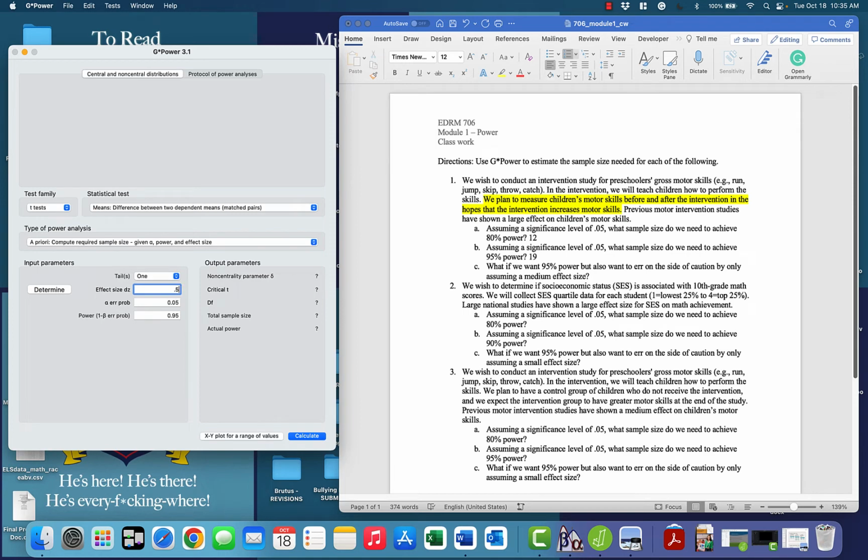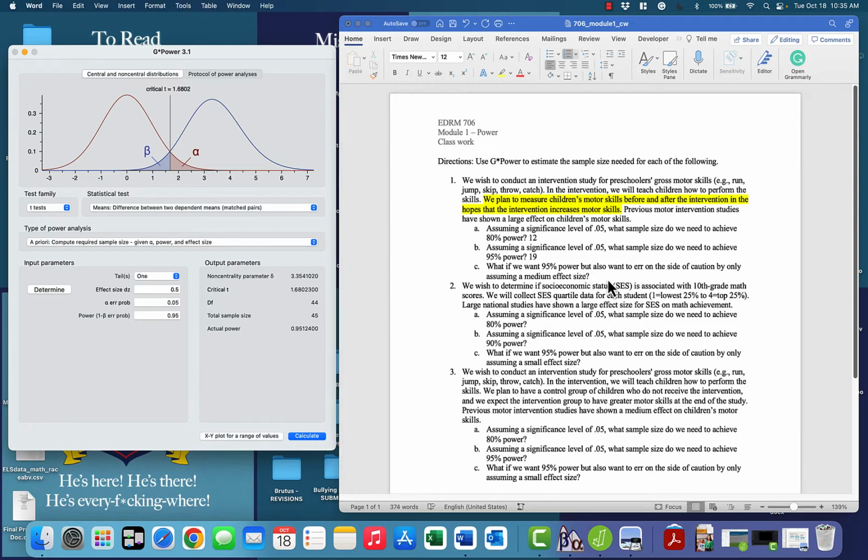All right, so that smaller difference, what do you think is going to happen to the sample size we need? And hopefully you're thinking that that sample size is going to get bigger, and it does. So now it increases to 45. So smaller difference requires larger sample sizes.